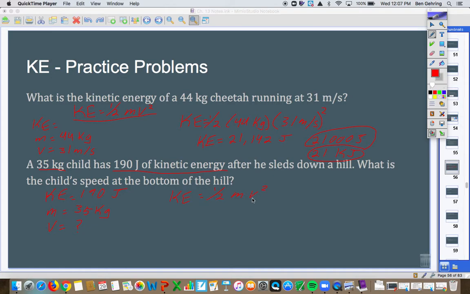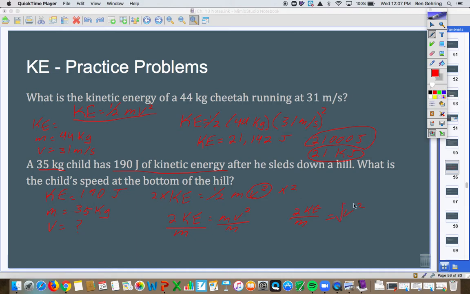So now we have to get v by itself. So I move some things. First thing I'm going to do is take everything times 2 because this is 1/2. So I'm going to multiply this side times 2, or divide it by 1/2, and this side times 2. So I get 2KE equals mv squared. Now to get m out of the way, I'm going to divide on both sides. So I'm down to 2KE over m equals v squared.